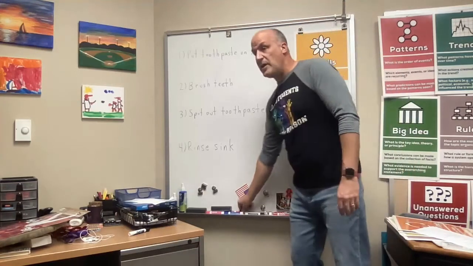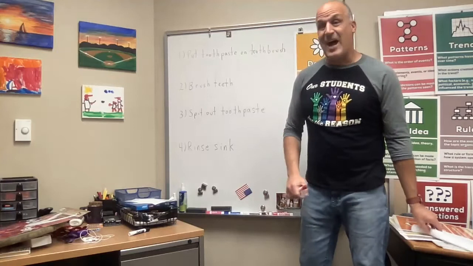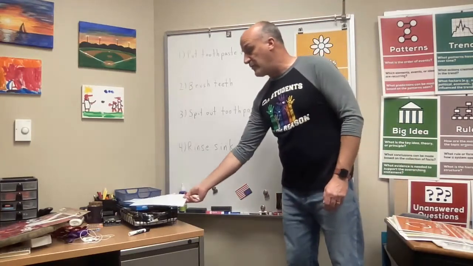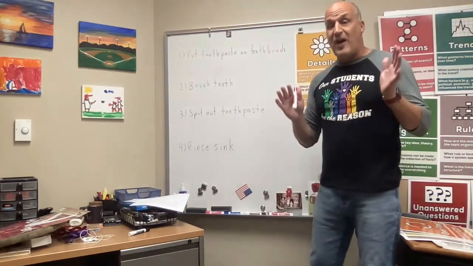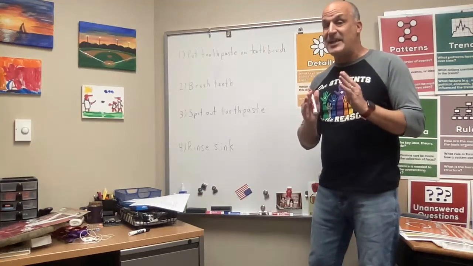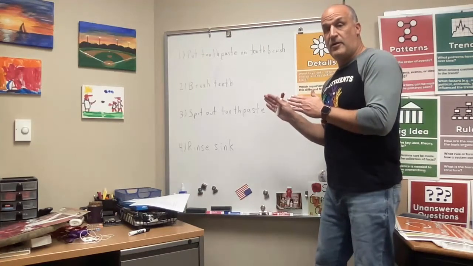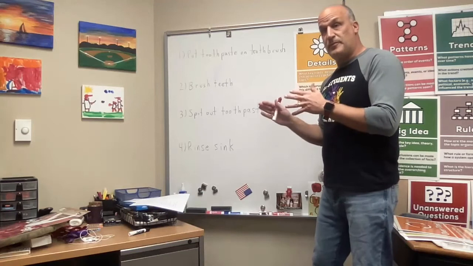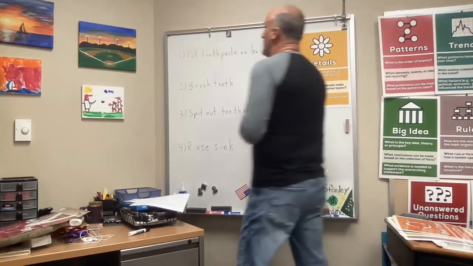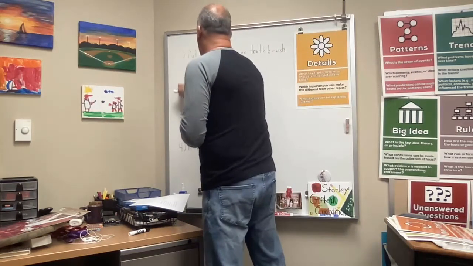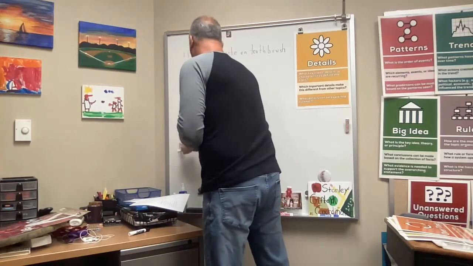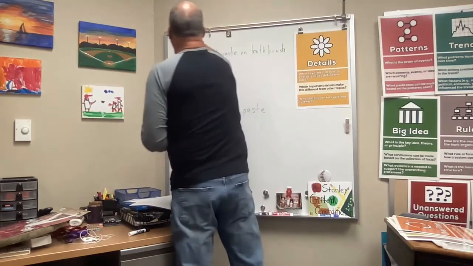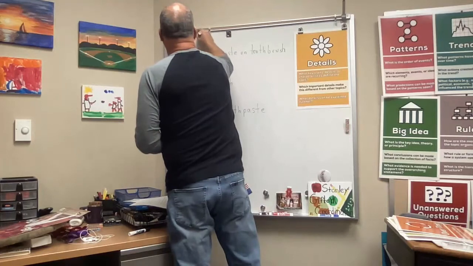But let's assume that this person does not know how to brush their teeth. They've never brushed their teeth before in their life. There's a lot of things that have to happen. There's a lot of details that are lacking here so that someone knows what to do. So for example, I'm going to get rid of these numbers. There's more than 4 steps. The first thing you have to do is you have to get a toothbrush.